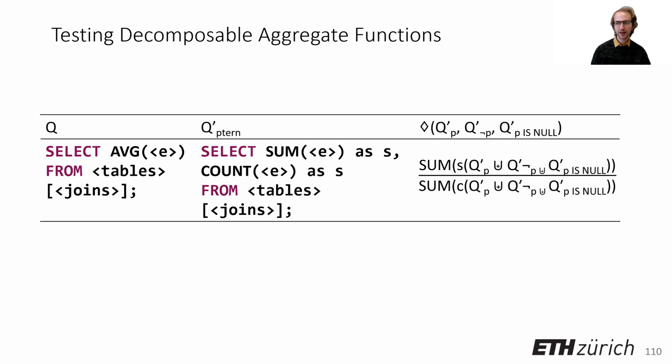Namely, if we want to test the average aggregate function, then it quickly becomes clear that a single value in the partition doesn't suffice to reconstruct the overall average value, because the average value in the partitions might be computed based on a different number of rows. Now, in order to keep track of this, actually the result of a partition is both the sum and the count, so that we can recompute the overall average at the end.